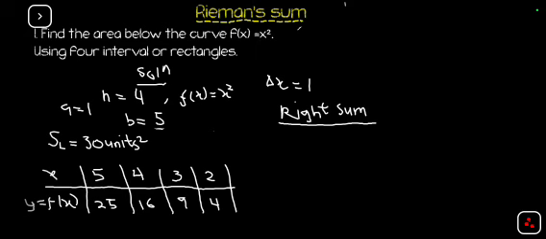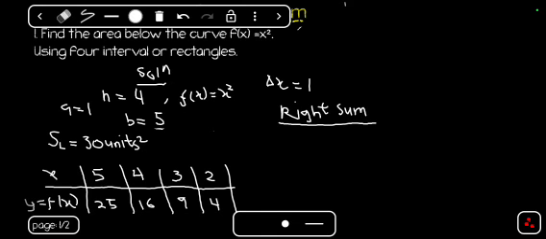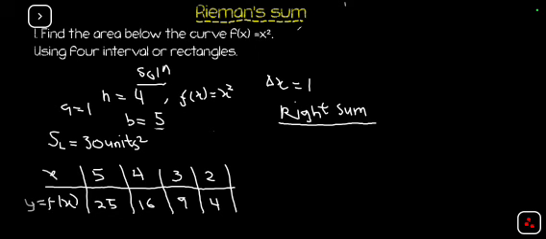We are not going to write the formula again, but the formula view. So the right hand sum, SR, is equal to change in x times the sum of the f of x values, that's f of x1 plus f of x2 till x4.